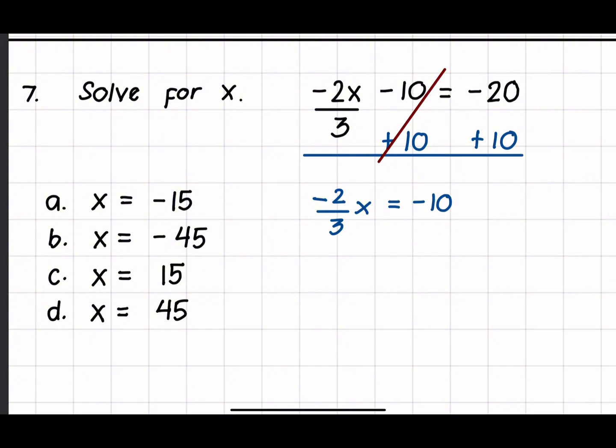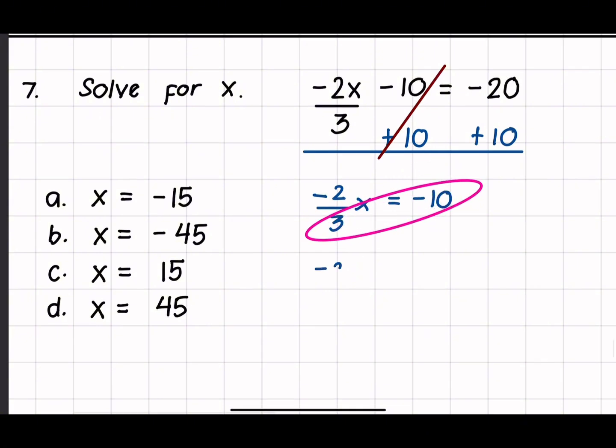Next, in order to eliminate 3 here in the denominator, we can cross multiply 3 times negative 10. So we have negative 2x is equal to 3 times negative 10, which is negative 30. Okay. So again, that is negative 3 times 10. So we have negative 2x is equal to negative 30.